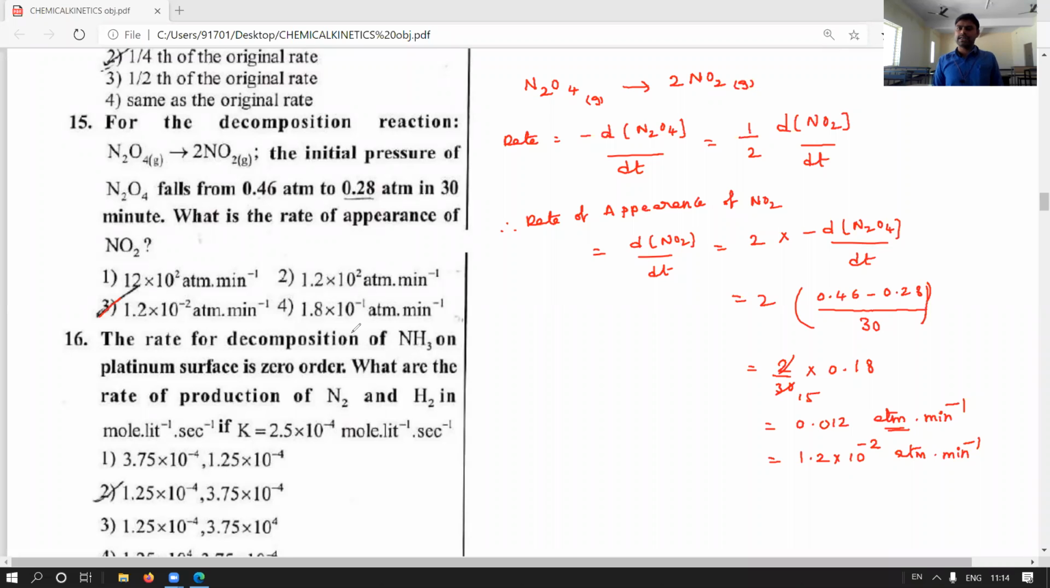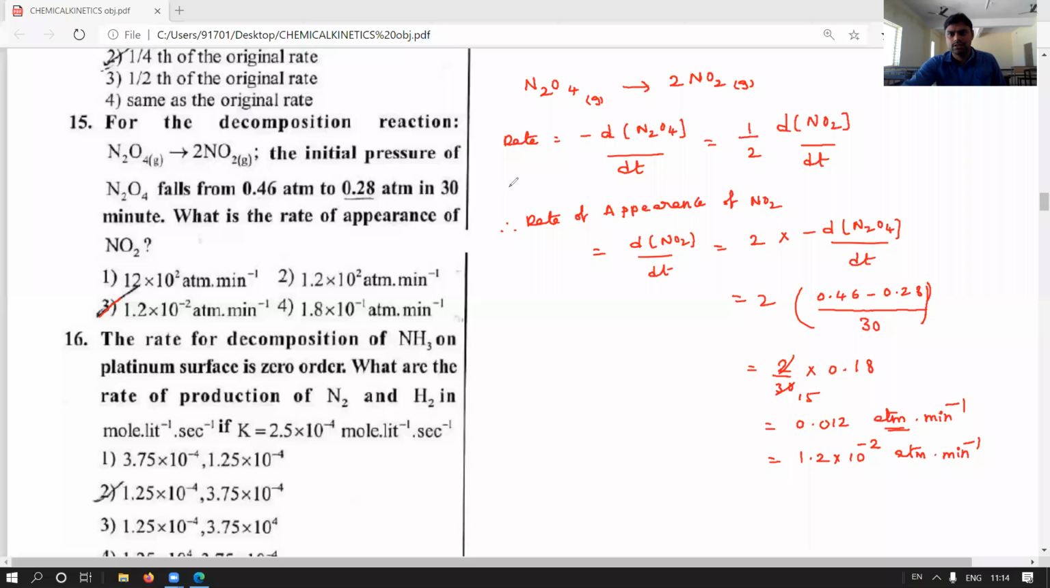Okay students, see here the rate of appearance of NO2 is equal to 2 times the rate of disappearance of N2O4. So N2O4 pressure changes they given. So change in the pressure of N2O4 means initial minus final value by time interval. Time interval means at 30 minutes. Then if that value is multiplied with 2, it is equal to the rate of formation of NO2. So it is equal to 1.2 into 10 to the power of minus 2 atmosphere minute inverse. Okay students, it's very clear.